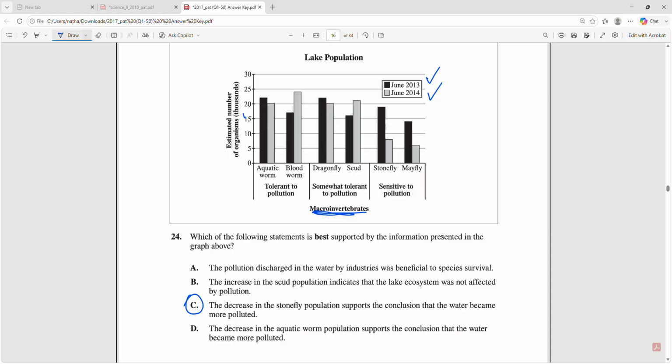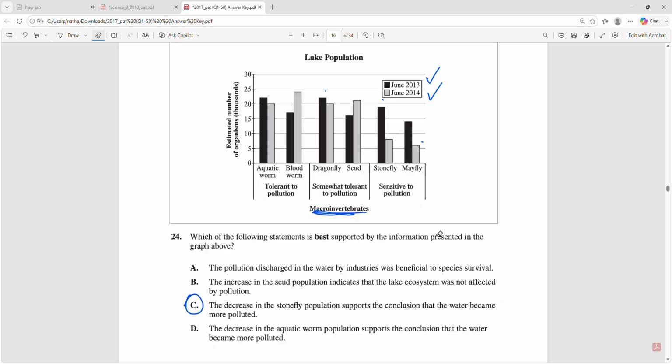So I see from 2013 to 2014, this population went down. Well, that one went up. This one went down. Well, that one went up. And here, these ones both went down significantly. Okay. So A says the pollution discharged in the water by industries was beneficial to species survival. Well, I don't think we can conclude that.